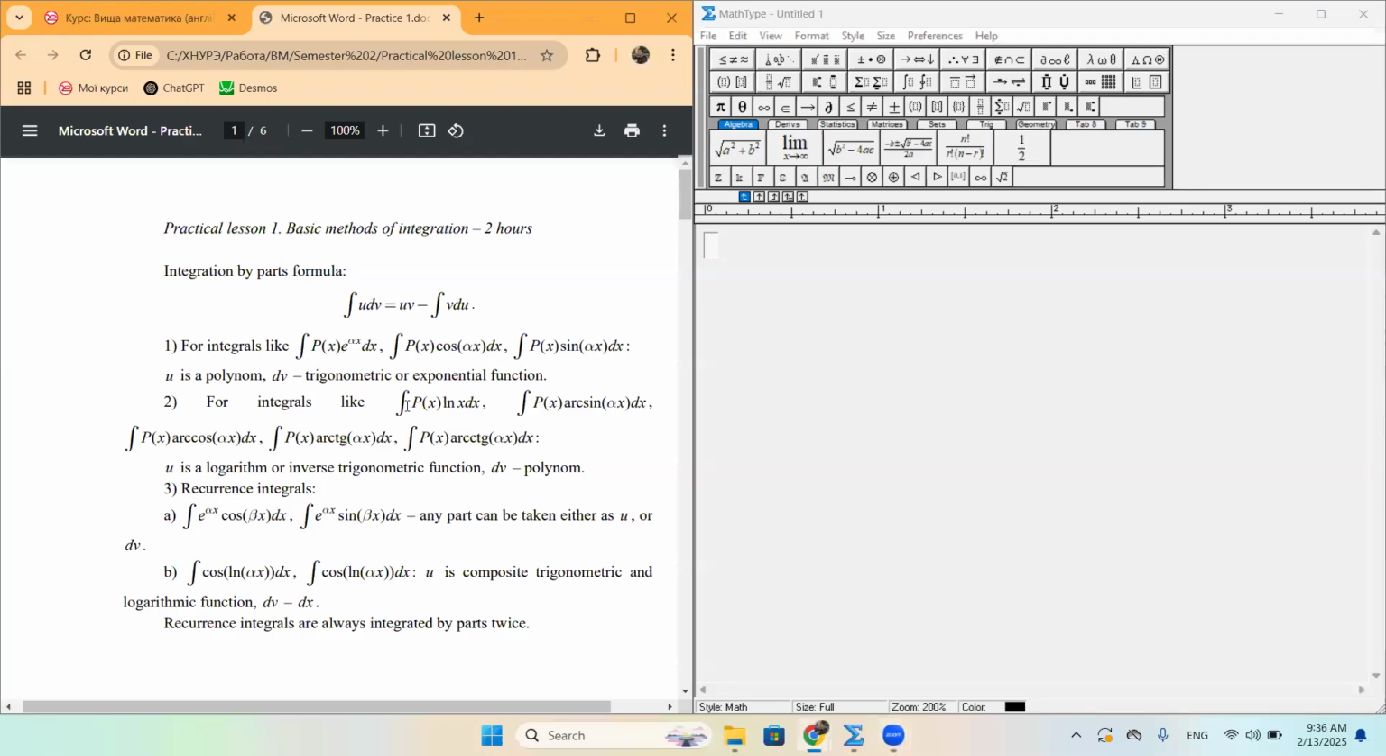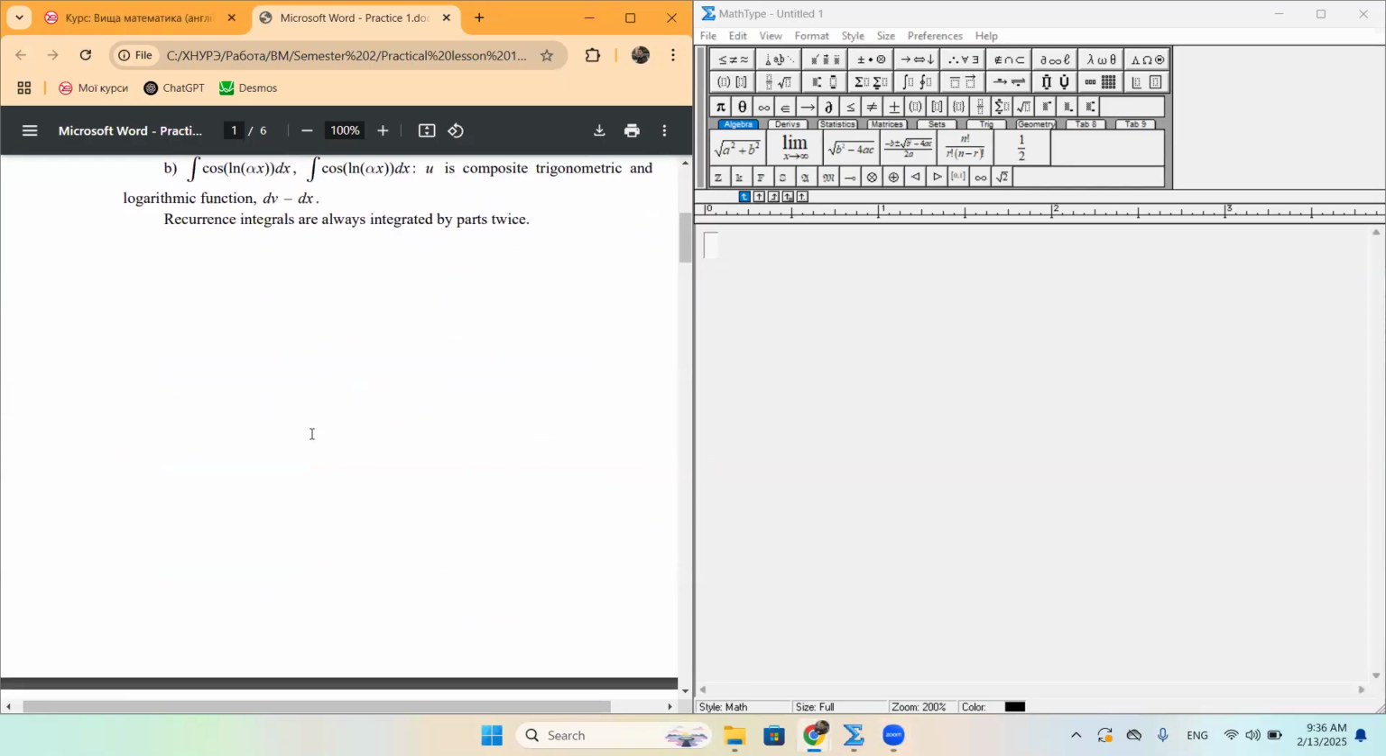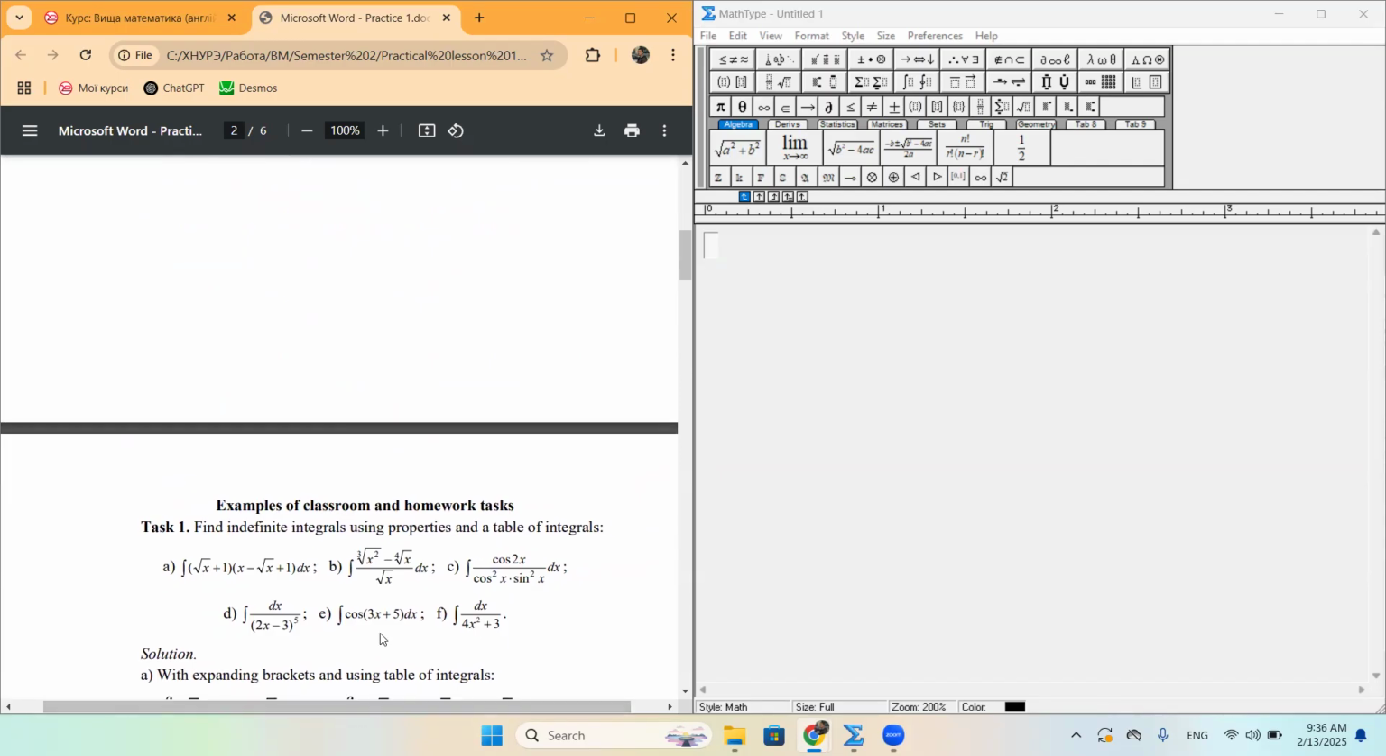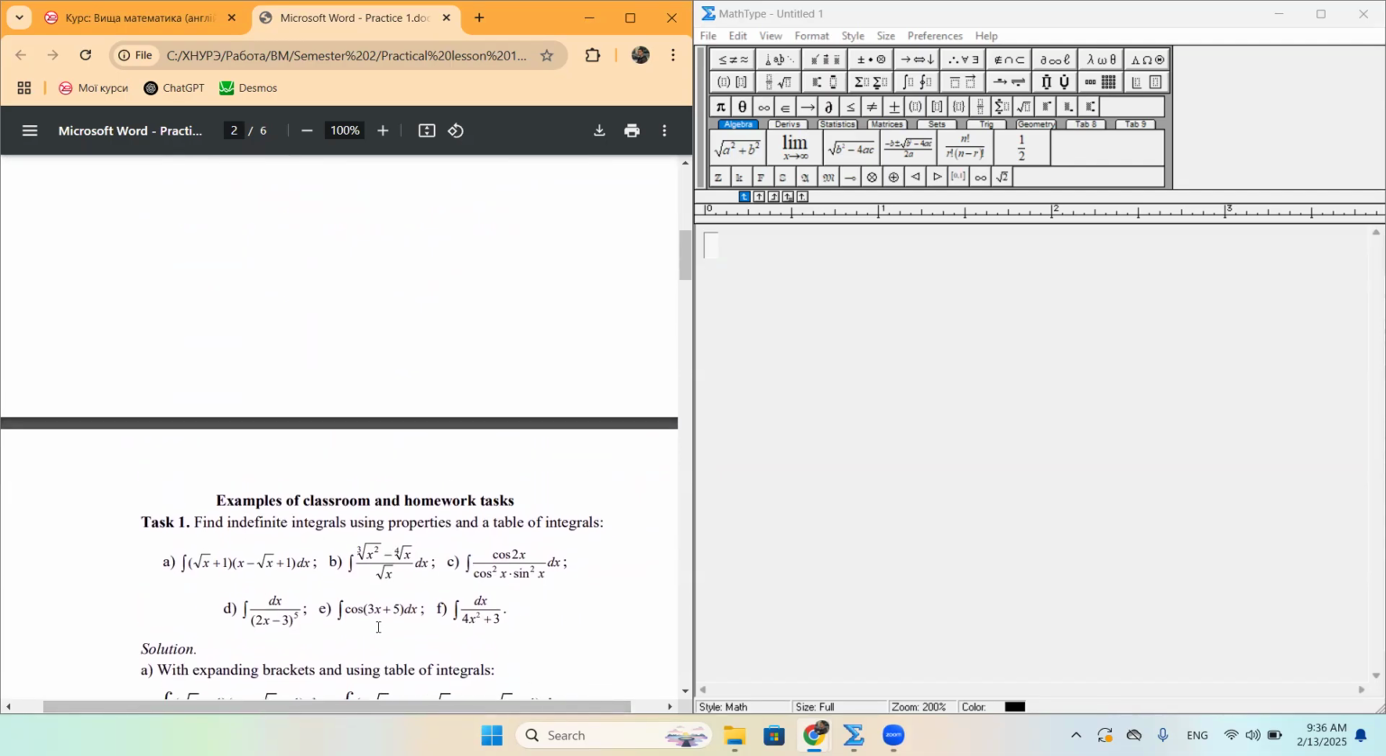Today we will study basic methods of integration. So we will use table of integrals, differential entry technique, and integration by parts. So now let's start with just using integrals properties and table of integrals. So the first task.